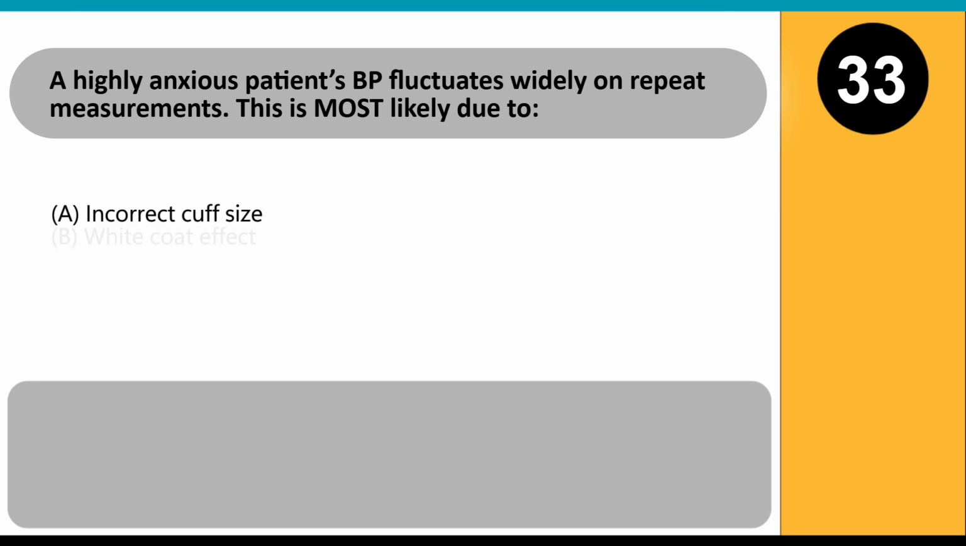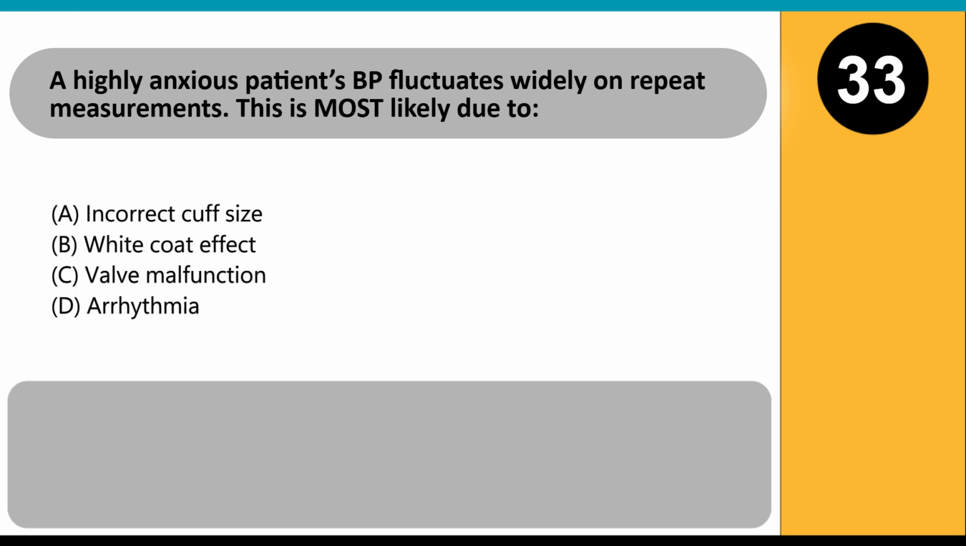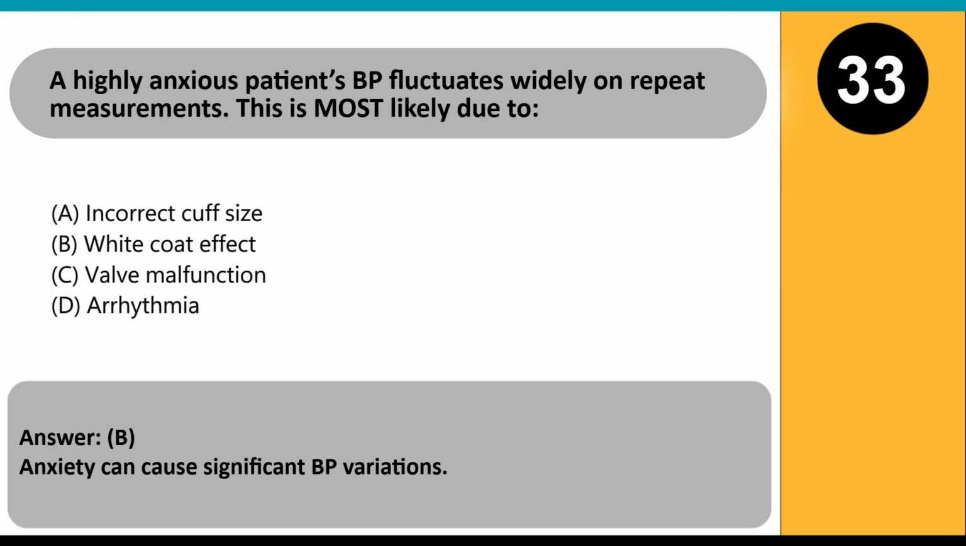A highly anxious patient's BP fluctuates widely on repeat measurements. This is most likely due to: A. Incorrect cuff size. B. White coat effect. C. Valve malfunction. D. Arrhythmia. Answer B. Anxiety can cause significant BP variations.